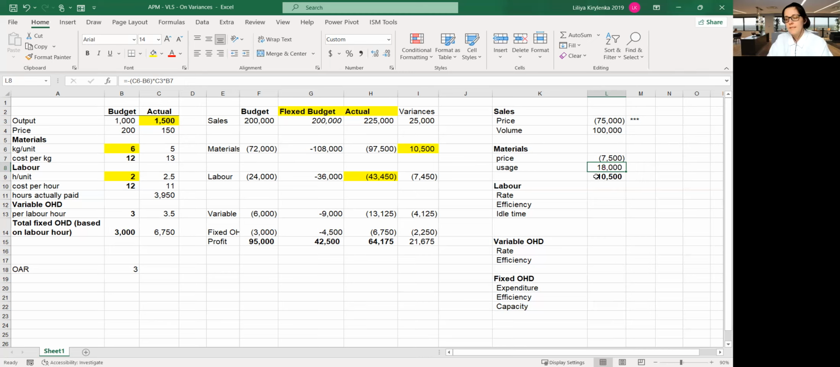However, the problem is that maybe the materials cost more than expected because materials of better quality were bought. And that means that it is expected that the price variance is going to be negative because better quality calls for higher prices. And because materials of better quality were bought, less scrap, less waste was needed.